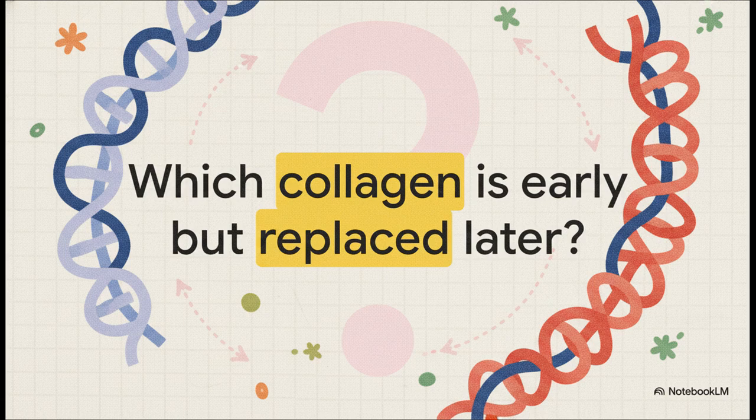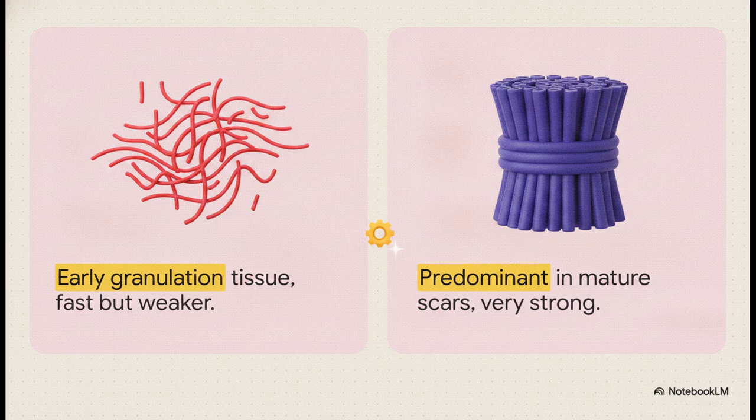Next up, let's talk about the actual materials these cells are building with. Which type of collagen is synthesized predominantly during the early proliferative phase only to be systematically replaced later? Is it A, type 1, B, type 2, C, type 3, or D, type 4? It's C, type 3 collagen.